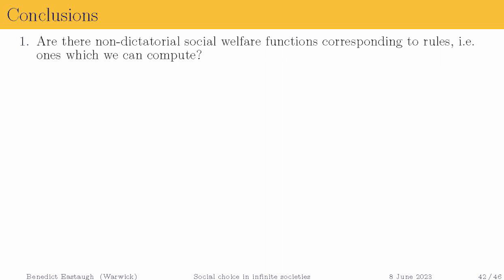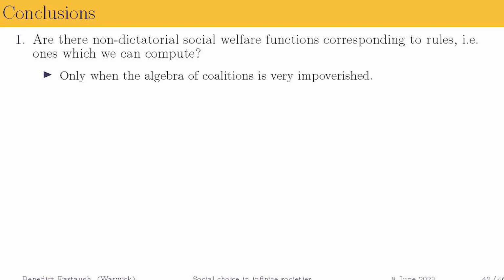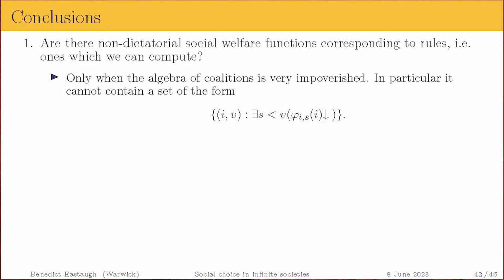So we started with this question about whether there are non-dictatorial social welfare functions that correspond to rules, so ones we can compute. The answer is actually yes, but only when the algebra is very impoverished. So if you have an extremely simple algebra of coalitions, it's possible to have a computable but non-dictatorial social welfare function. But it does have to be very simple indeed. And in particular, it can't contain a set of this form.